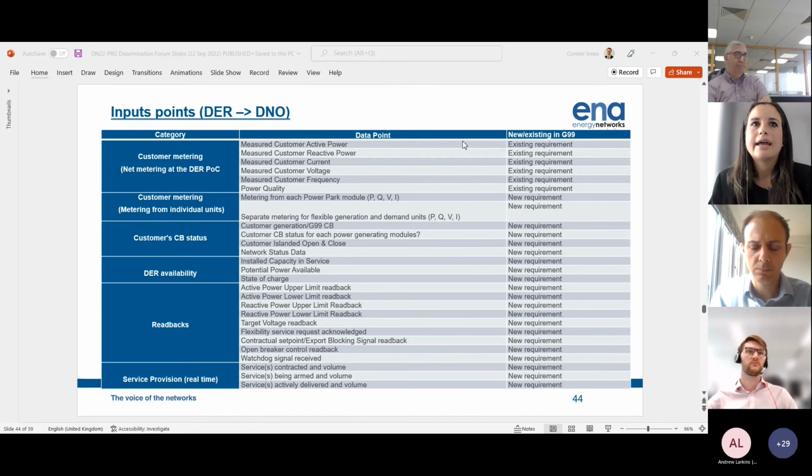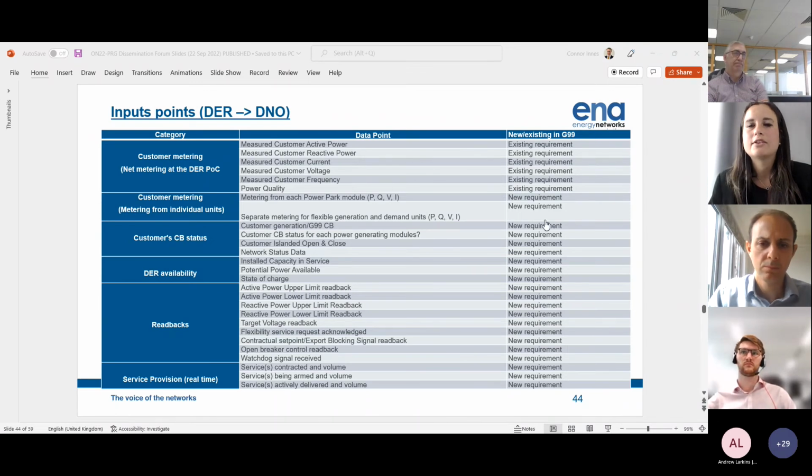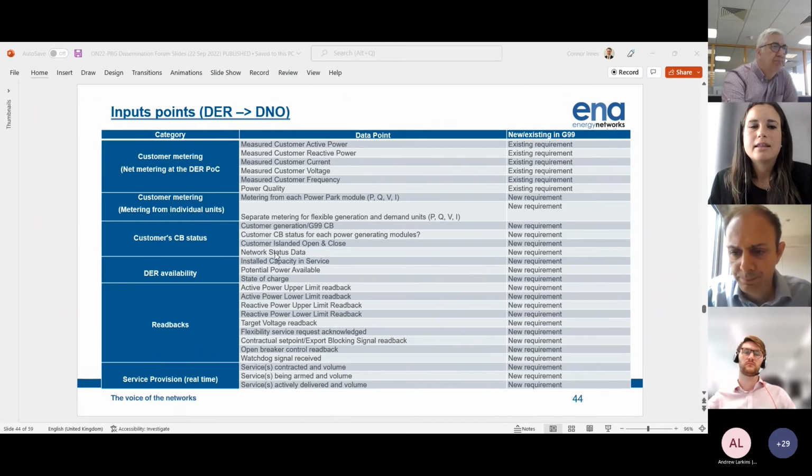Some of them are existing requirements which are already mandated by G99. You can see in the last column, new or existing requirements. So for example, measured customer active power is something that is already mandated by G99. The other data points are based on the use cases that we have looked at.